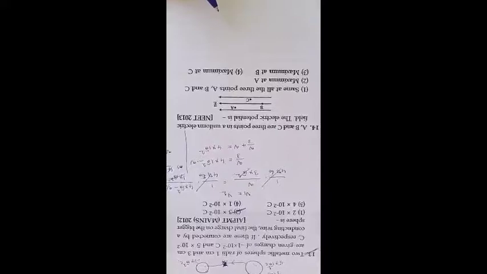That is the 13th. Next, see the question number 14. What they are asking? A, B, C are the 3 points in the uniform electric field. Where will the electric potential be maximum? All options are the same. So here, what is there is in the direction of the electric field.